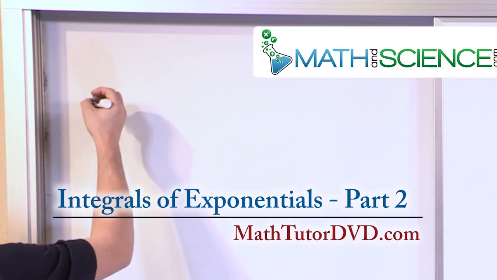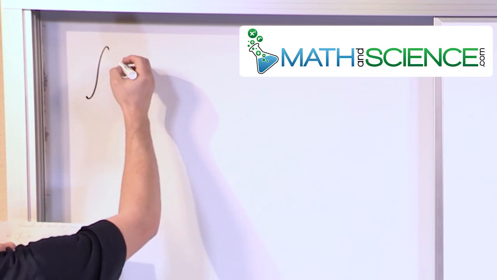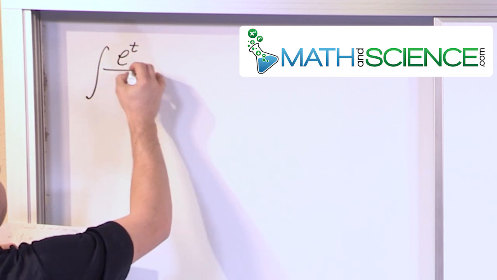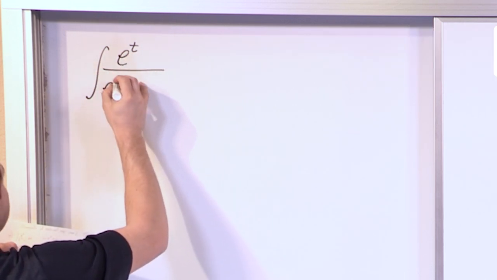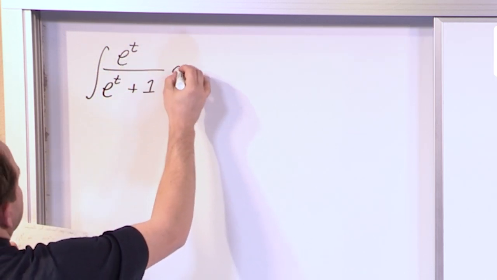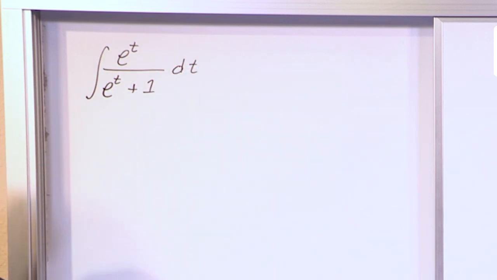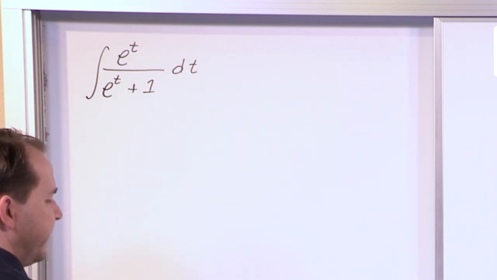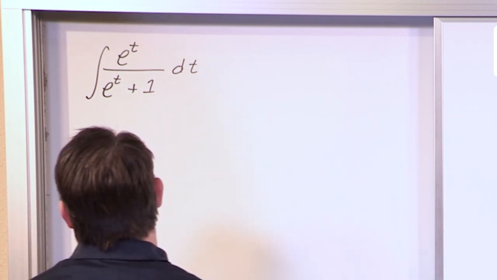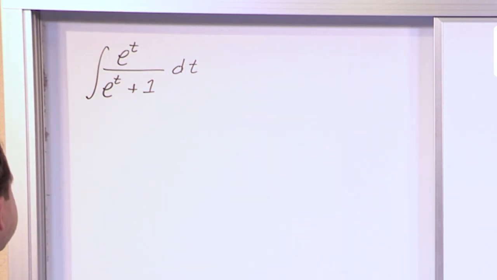So let's say, what if you had an integral of e to the t on the top, and on the bottom we had e to the t plus 1, dt. How would you handle this integral? We need to find some kind of substitution that simplifies this quite a bit.